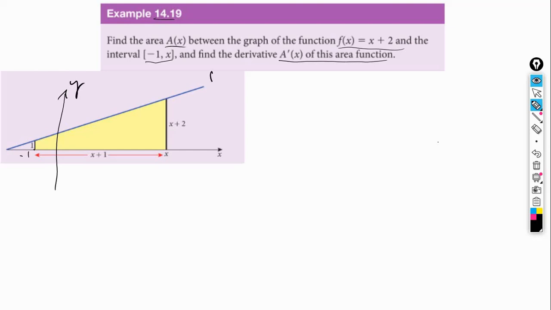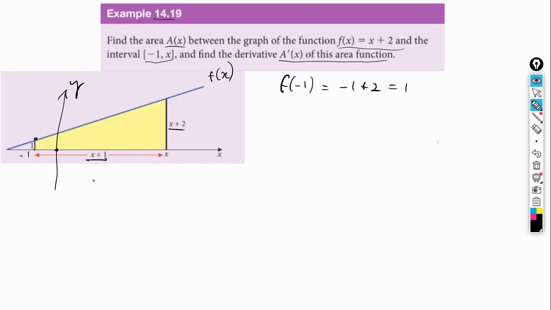Well, if this is f(x), to find this point here, all we have to do is f(-1). And f(-1) is equal to -1 plus 2, which is 1. So that means that at this point, the height is 1. Then the base is obviously going to be x plus 1 again, right? Because this is 0, so there's a distance of 1 plus x for the base. And then the height is simply going to be f(x) itself, which is x plus 2.